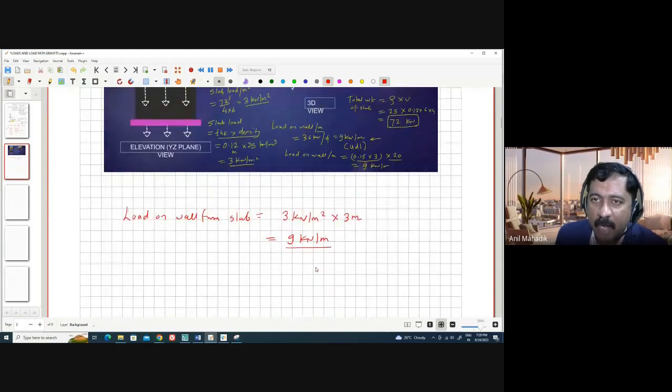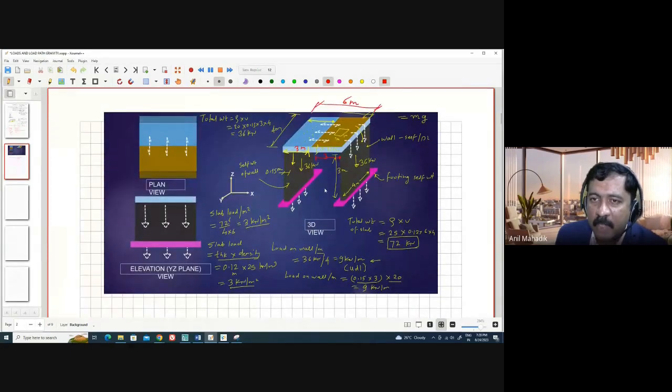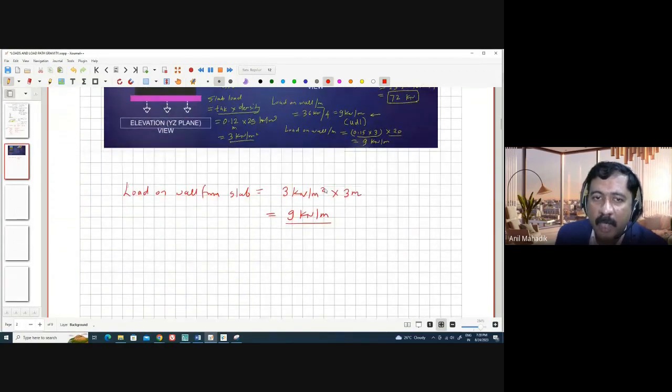So see, you can understand by looking at this. Either you can calculate the total load and then transfer it, and if you want per meter, divide by the length. Or the direct method is you use the slab load per square meter and multiply with the contributory width. This is called contributory width. How much load it is giving? कितना load ले रहा है वो? कितना portion का slab left side को जा रहा है?